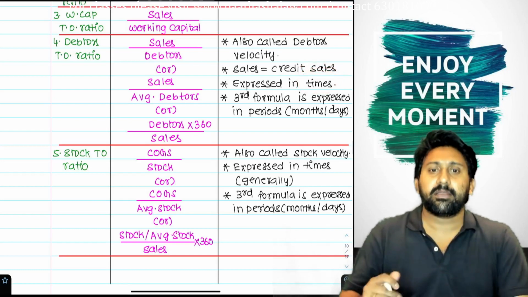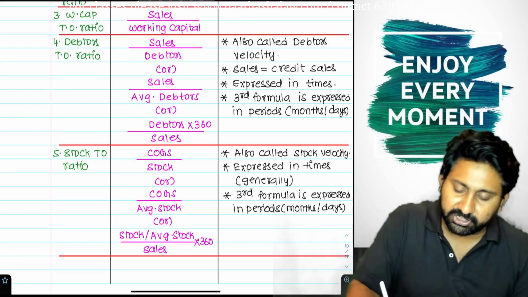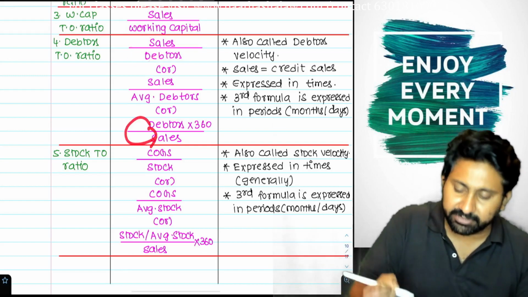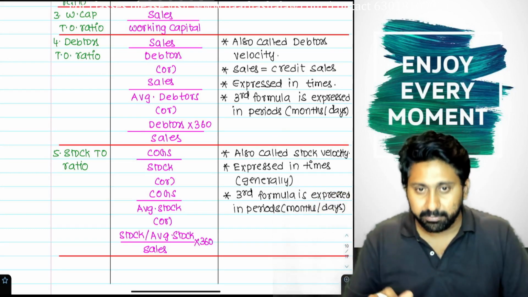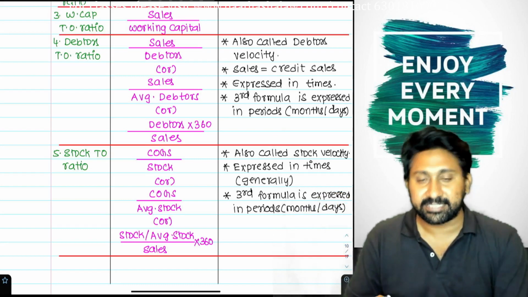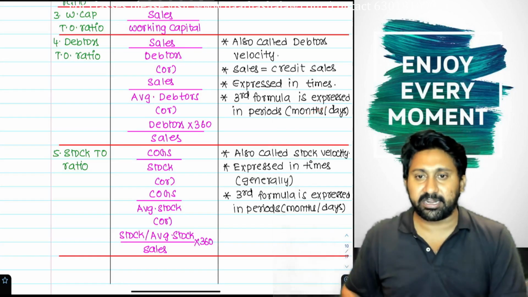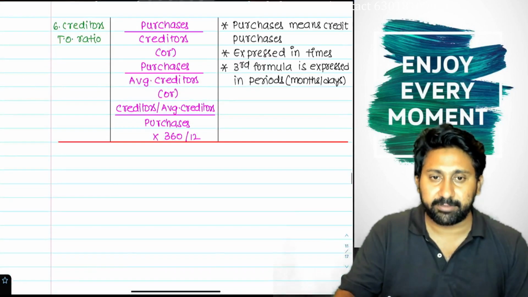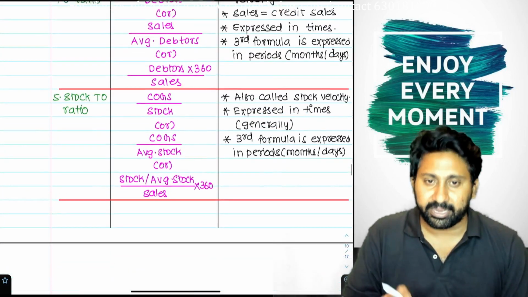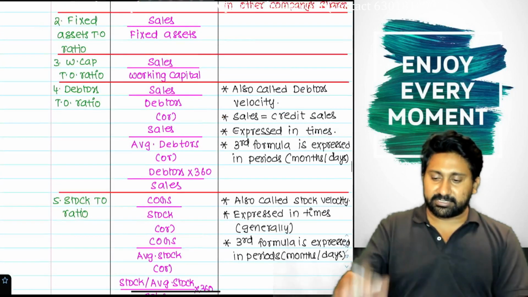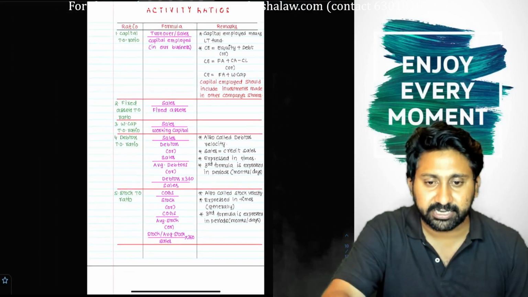Next, if you reverse this, instead of writing sales by debtors, you write debtors divided by sales into 360 or 12. That shows how many times the debtors are to the sales, and it is written in the form of periods, meaning months and days. Stock turnover ratio is also the same. Creditors turnover is also the same. Always try to understand that average should be taken at appropriate places. Just mug up the formula. I'm not going into the intricacies of the formula; I'm only discussing what is required from the exam point of view.